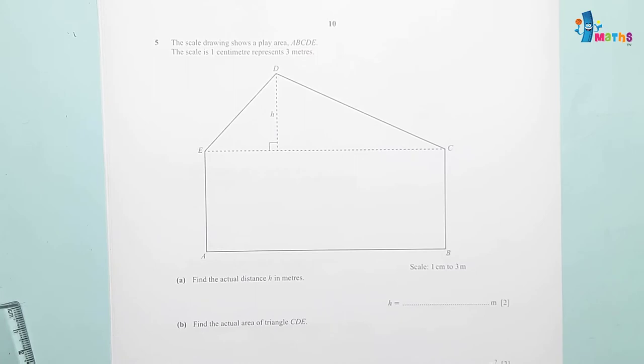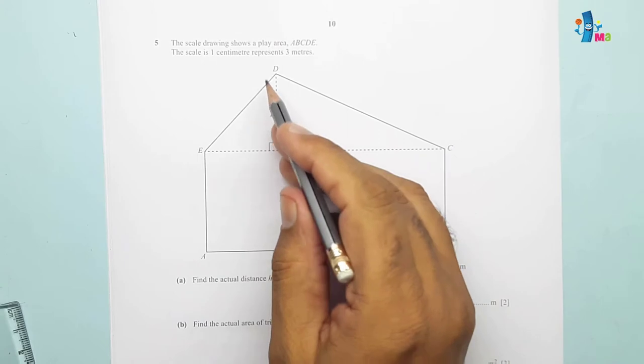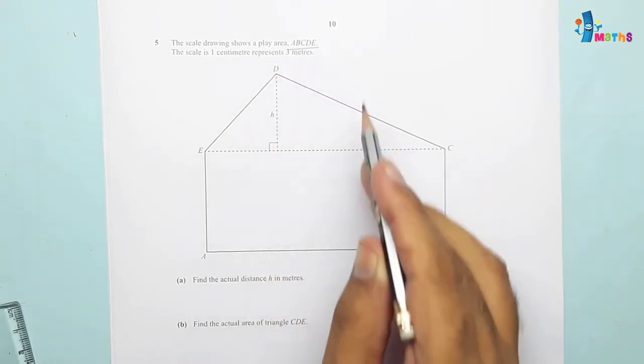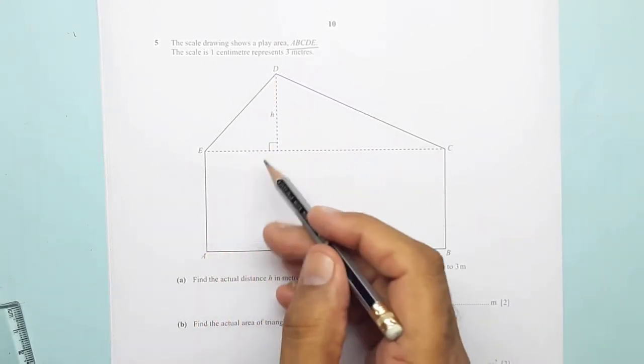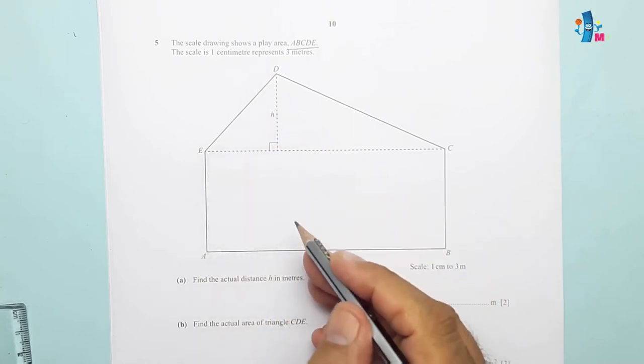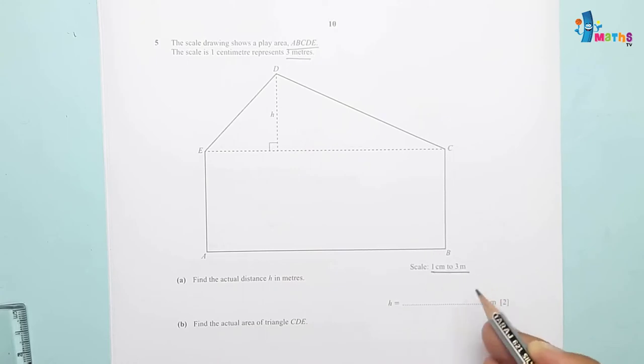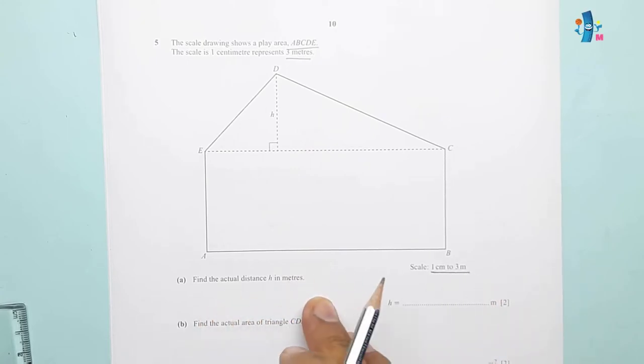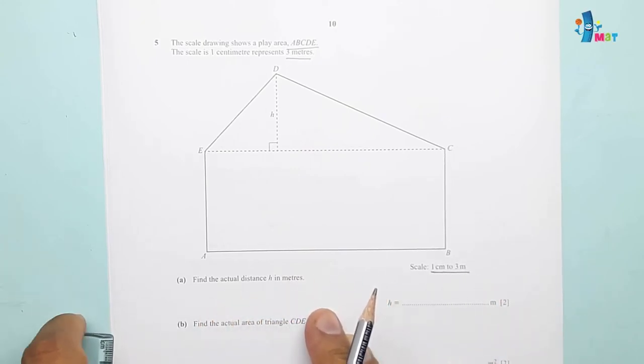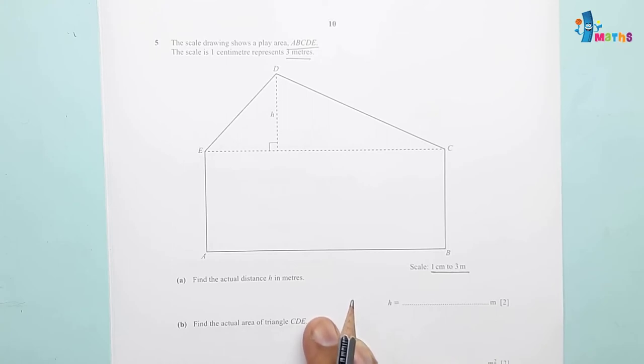Now question number 5, which is: the scale drawing shows a play area A, B, C, D, E. The scale is 1 centimeter represents 3 meters. 1 centimeter is representing 3 meters. Find the actual distance h in meters. Actual distance h we will measure with the scale and ruler. And after measuring, we will multiply it with the scale factor, which is 3.